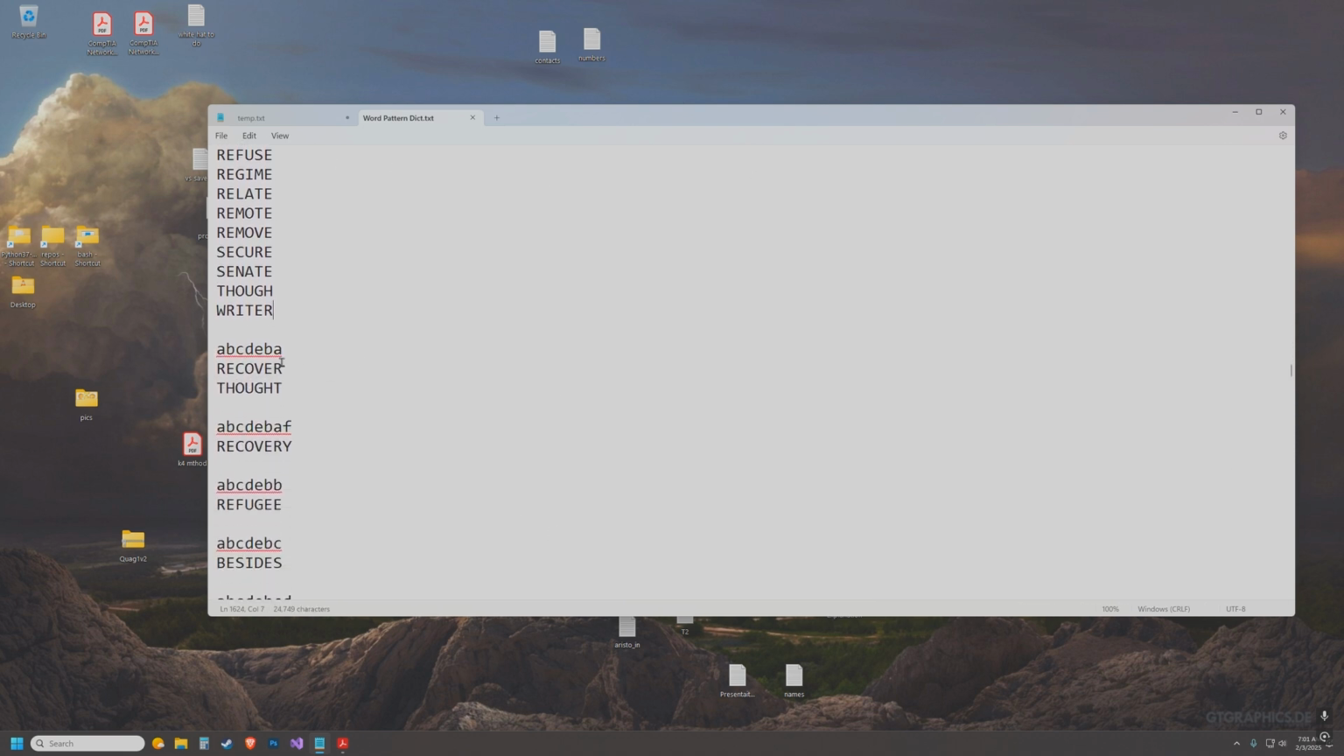So I only see 2 words right here. Now this is a 1, 2, 3, 4, 5, 6, 7-letter word. We know that there's a whole lot more than 2 7-letter words in the English language, but 7-letter words that fit this particular word pattern, I only see 2, recover and thought. Well, that narrows things down an awful lot, doesn't it? So this is where a word pattern dictionary comes in handy.